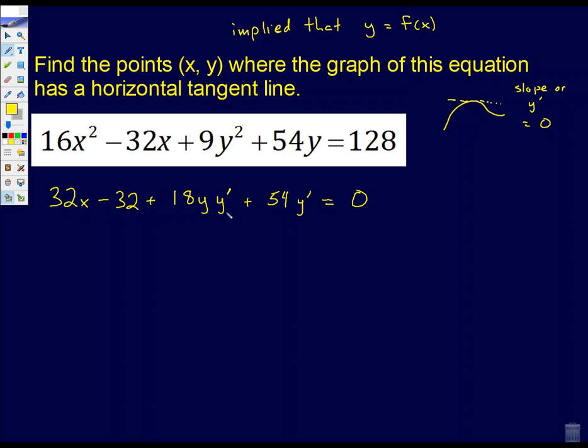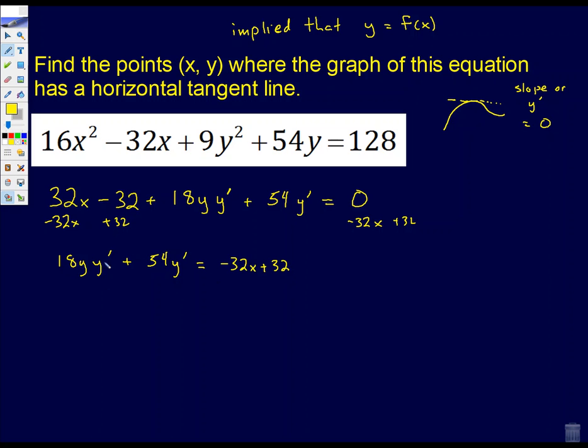And so now we're left to solve for y prime. Well, it appears in two terms here. So I'm going to leave those on the left side, and I'm going to move the other two terms to the other side by subtracting 32x from both sides and then adding 32. So my left side now is 18y times y prime plus 54y prime equals negative 32x plus 32.